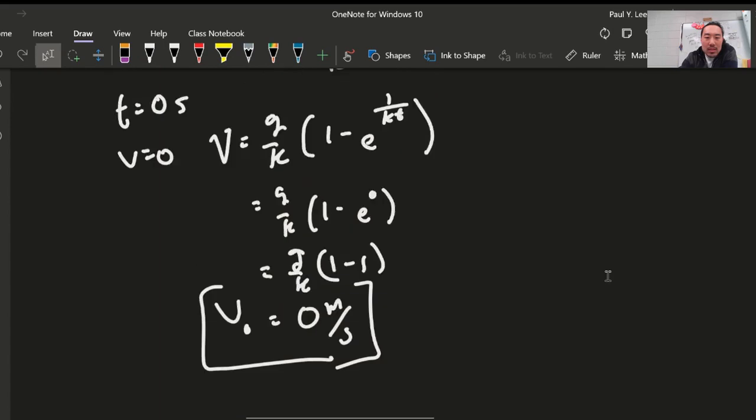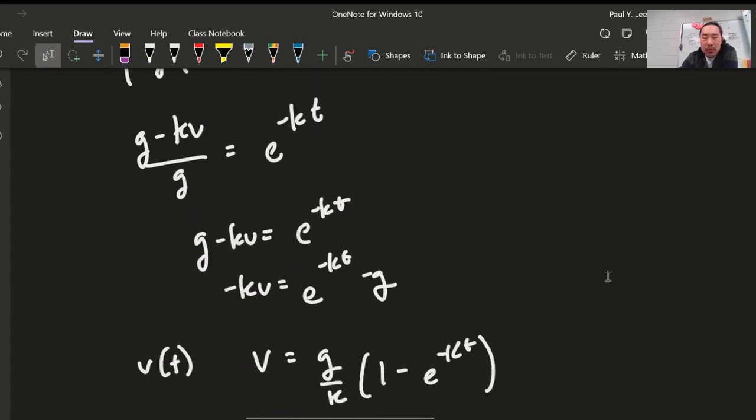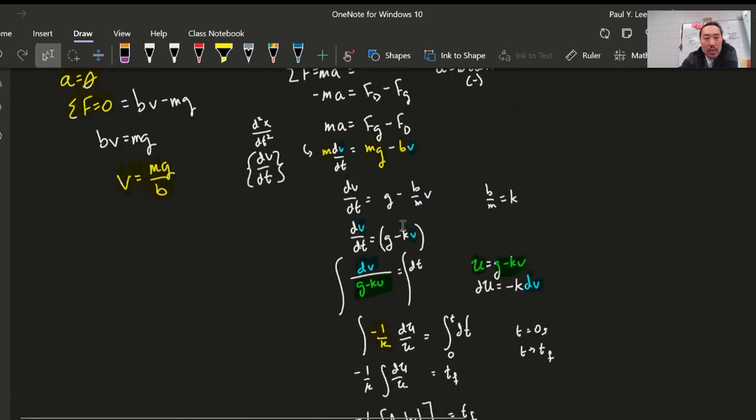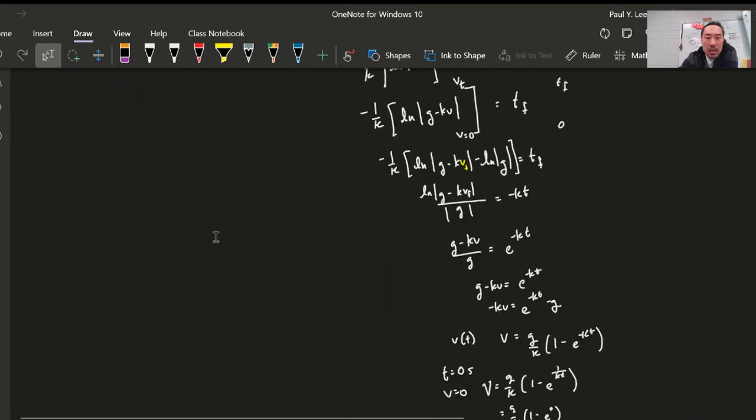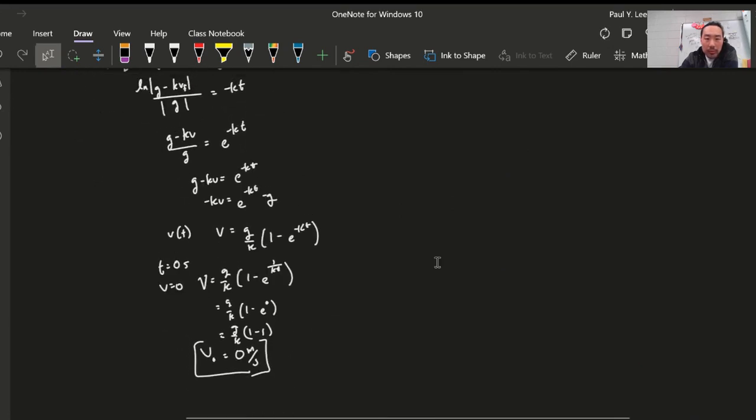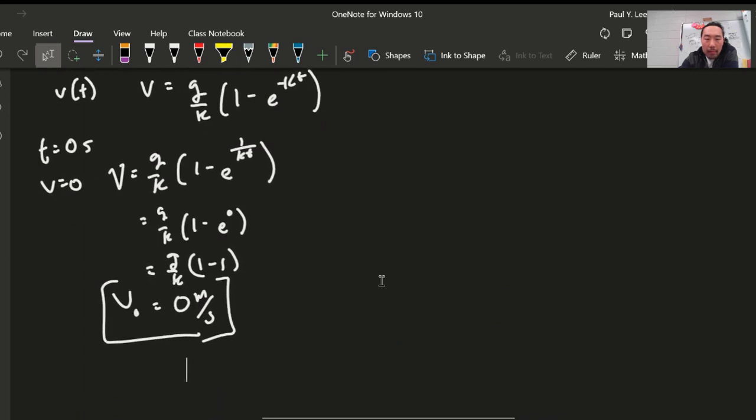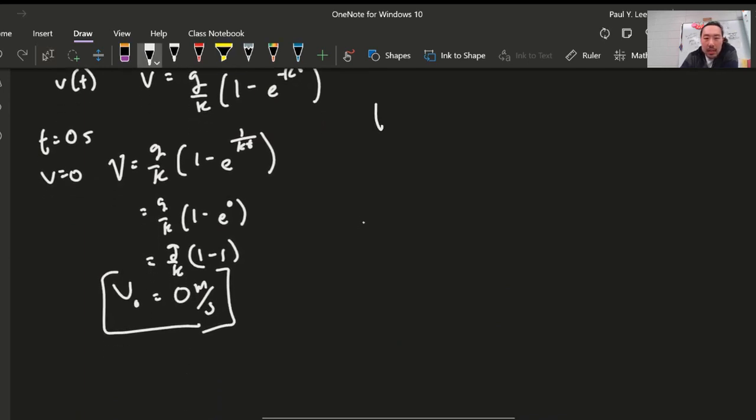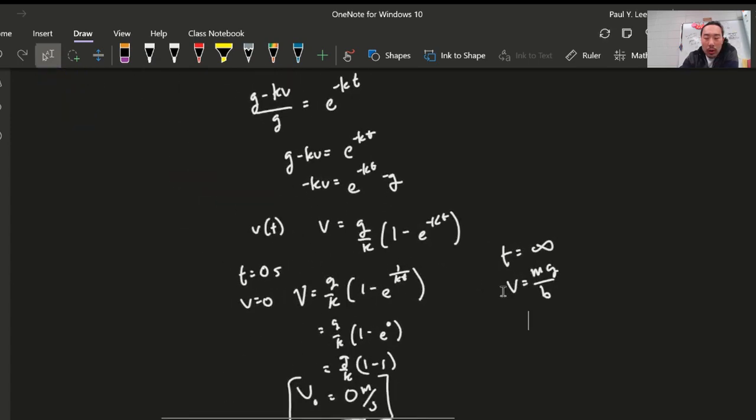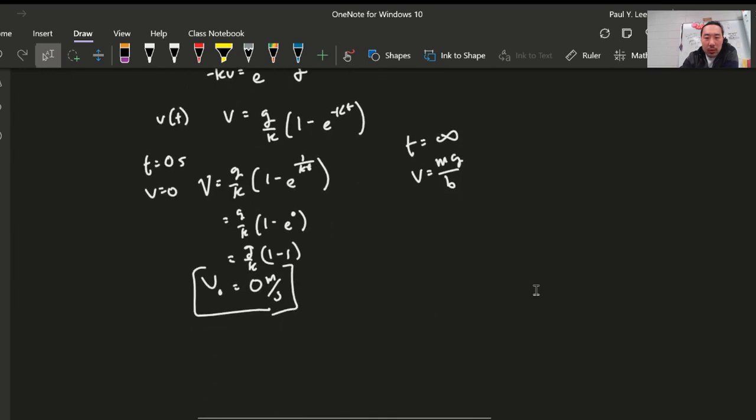All right. Now, what about at time is equal to infinity? We said that at time is equal to infinity, we have our terminal velocity. And as a reminder, if I were to scroll back up, we said our terminal velocity is mg over b. So let's see if that still holds true. From here, let's have t is equal to infinity. And we know that there it's mg over b. So that should be our final answer, mg over b. Let's take a look. Yes, mg over b.